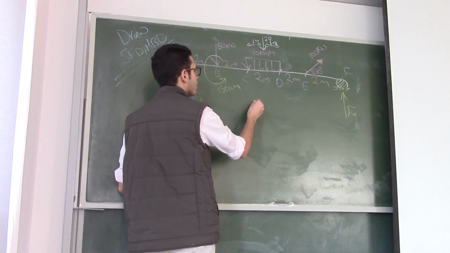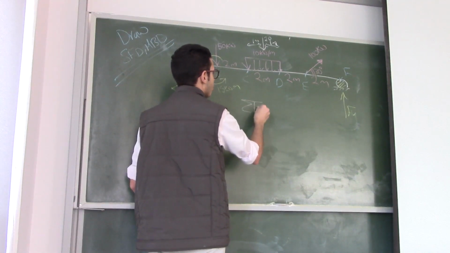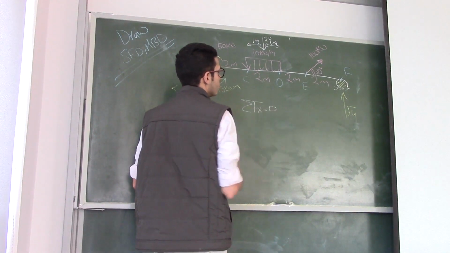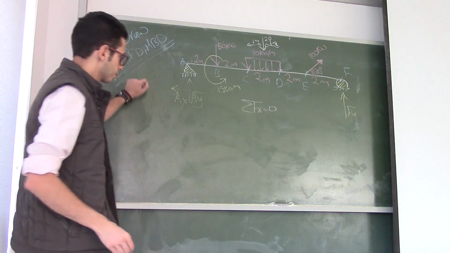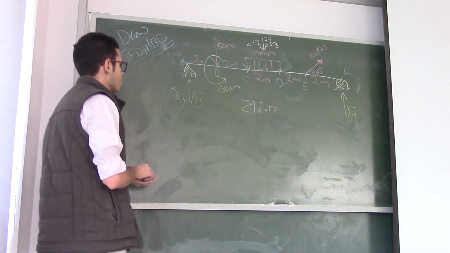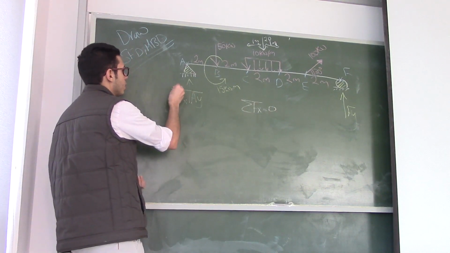The first equation is the summation of the forces on X should be equal to 0. What are the forces on the X that we get?